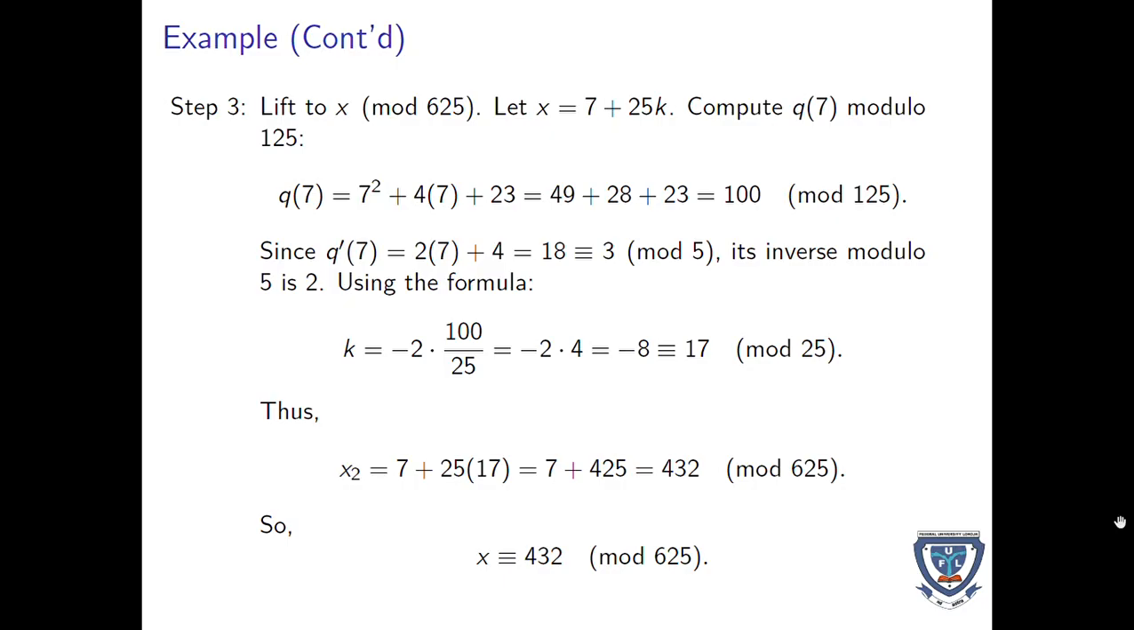Finally, our result will be x equal to 432 mod 625, because that is where the question is asked. The question is asked in mod 625, not in mod 5. So at the end, you're going to arrive at a unique solution in mod 625.